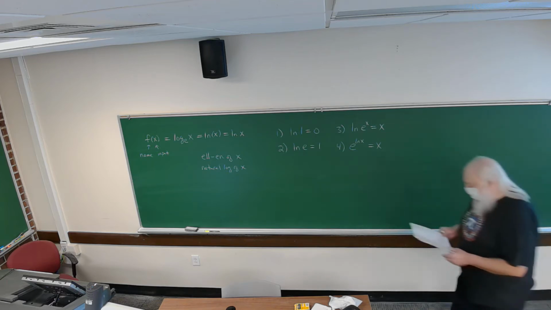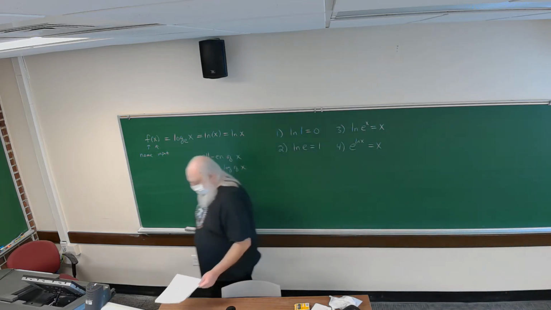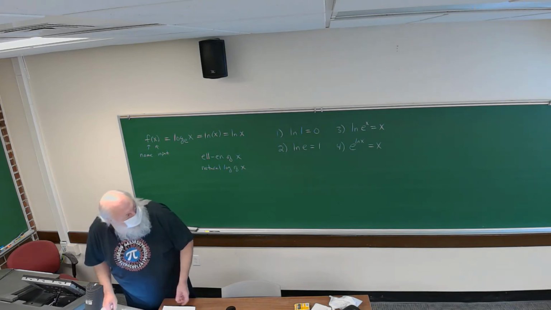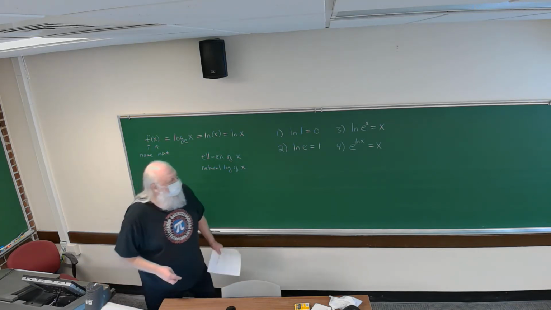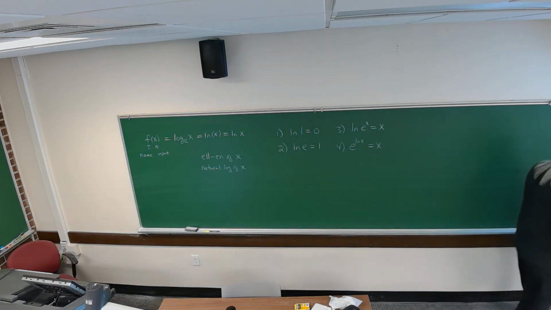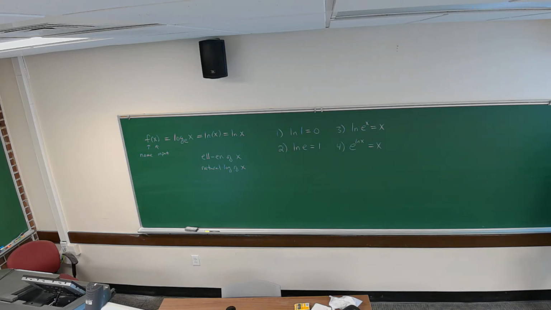In example 6, on the same coordinate plane, sketch the graphs of the following functions: f of x equals e to the x, and g of x equals the natural log of x. So you know that exponential functions and the corresponding logarithmic function are inverse functions of each other. Well, that's true here. The natural exponential function and the natural log function are inverse functions of each other.